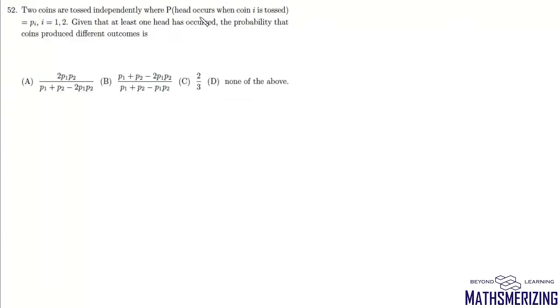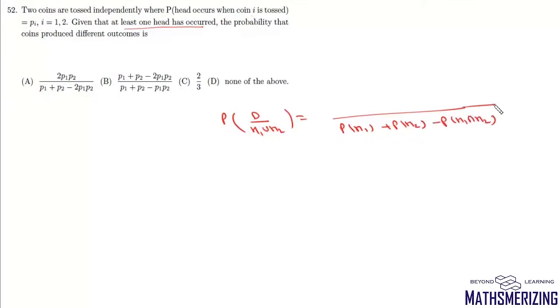Now question number 52 is: two coins are tossed independently, where the probability that a head occurs when coin i is tossed is Pi. It is given that at least one head has occurred. What is the probability that the coins produced different outcomes? So we need to find the probability that they produced different outcomes when we know that at least one of them is a head. Now when we say at least one of them is a head, it will be probability of H1 plus probability of H2 minus probability of H1 intersection H2.